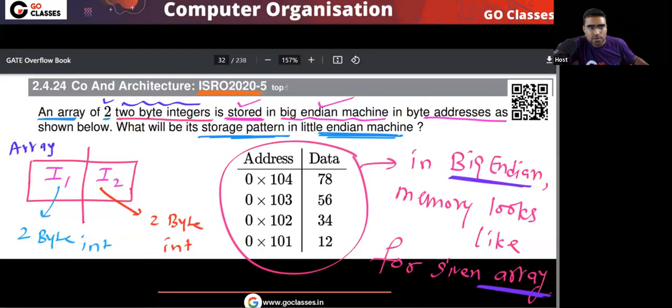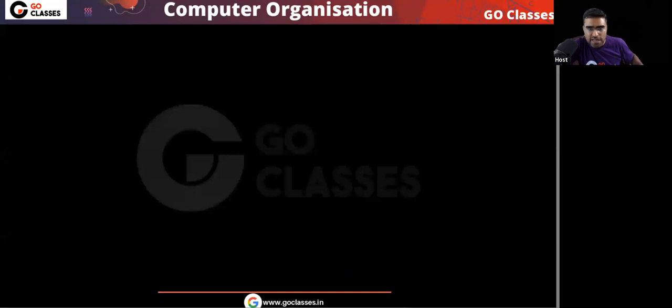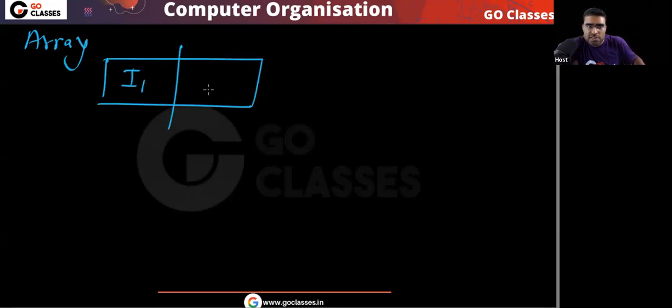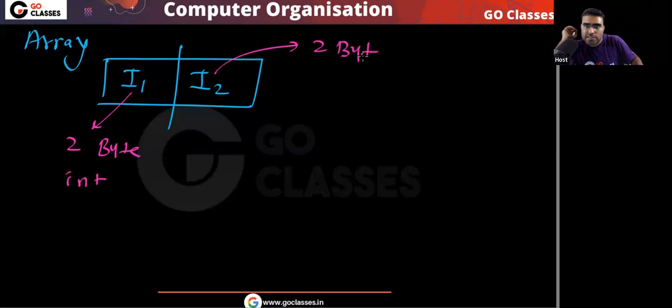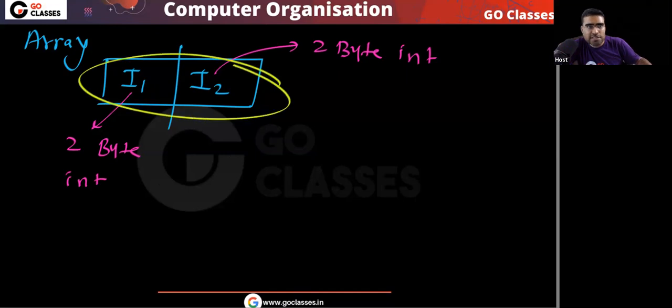Let me check. First of all, this is your array. Let's assume this is I1, this is I2. Now you tell me, whether you take little endian or big endian, can the order of these elements change? This is your array where each is a 2-byte integer. Is it possible that their order can change in the little endian or big endian machine?